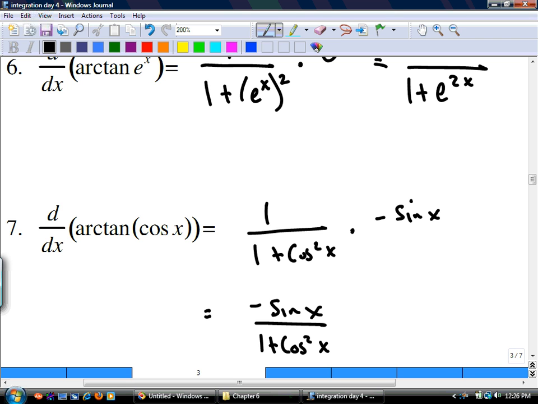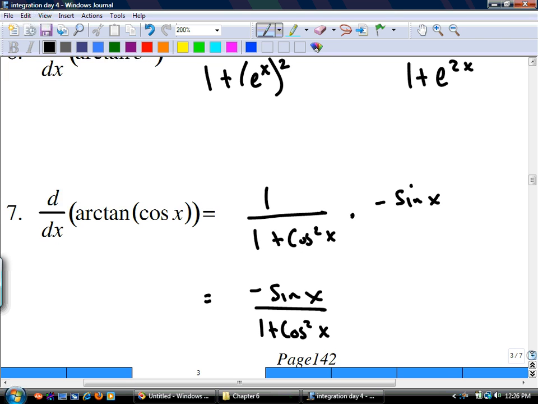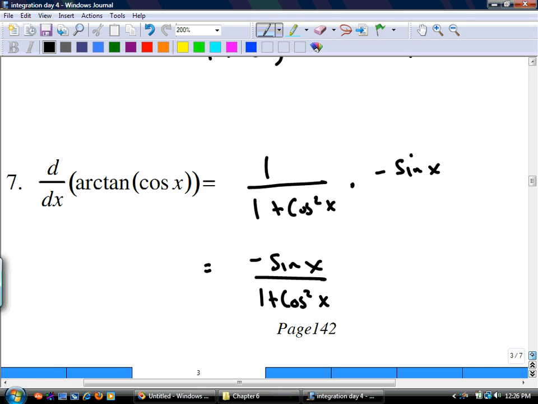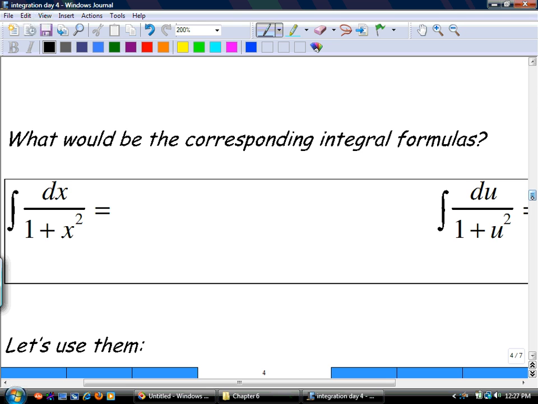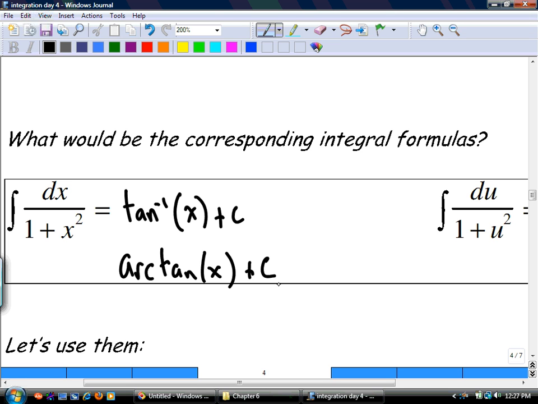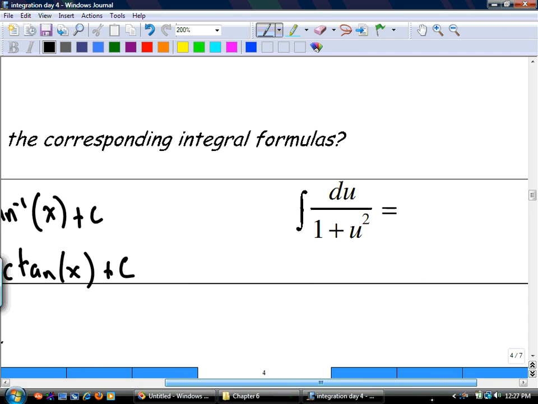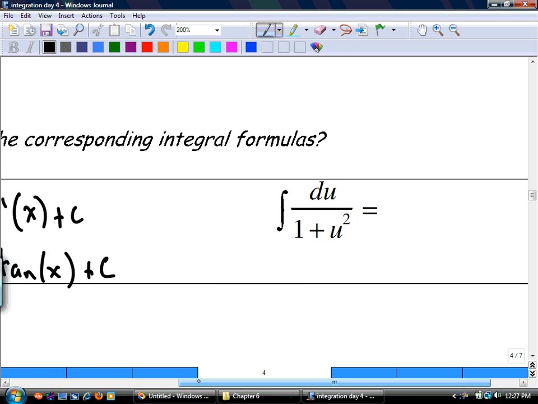Suppose 1 minus cos squared x would be a beautiful thing. Be sine squared, yeah, be tan. Okay, so what would be the corresponding integration formula? So the antiderivative of 1 over 1 plus x squared is arctan x. The antiderivative of 1 over 1 plus u squared is arctan u. Do you want tan to the minus 1 or arctan?